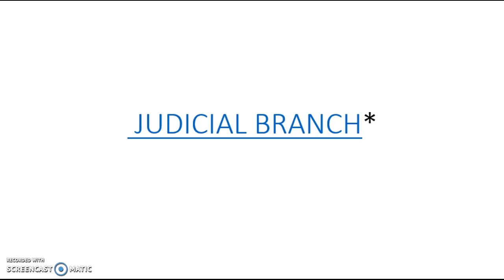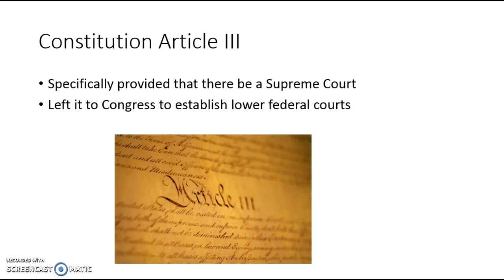Here we go with a very short introduction to the judicial branch, or what we would call the federal court system. First of all, the judicial branch is established in the Constitution in Article 3. The Constitution specifically provided there would be a Supreme Court, but left it to Congress to create the lower courts.